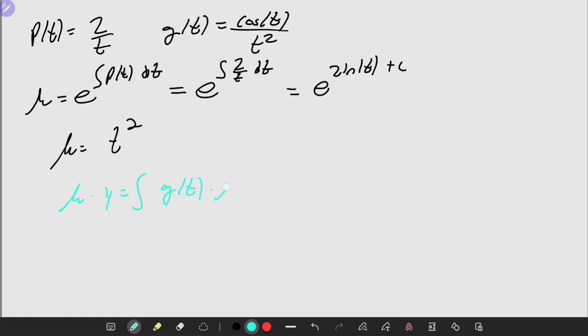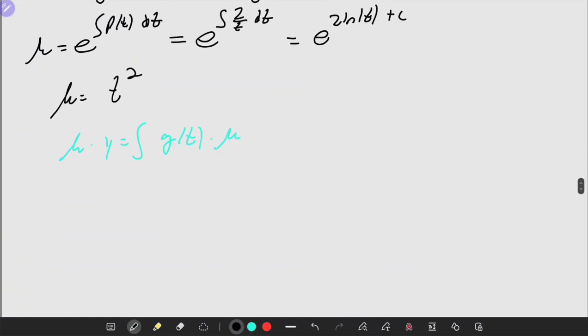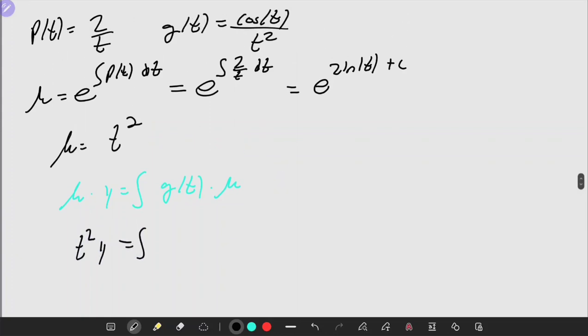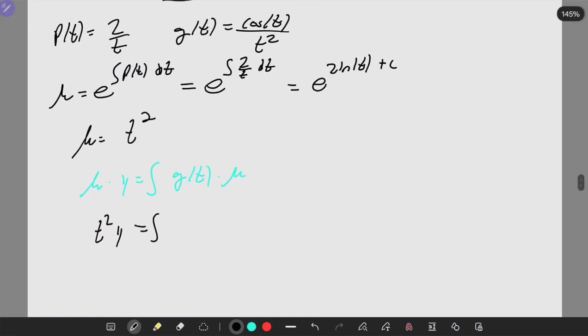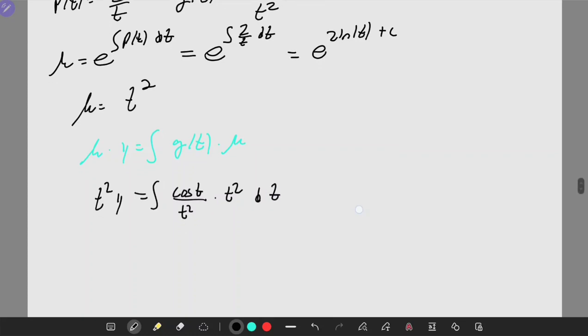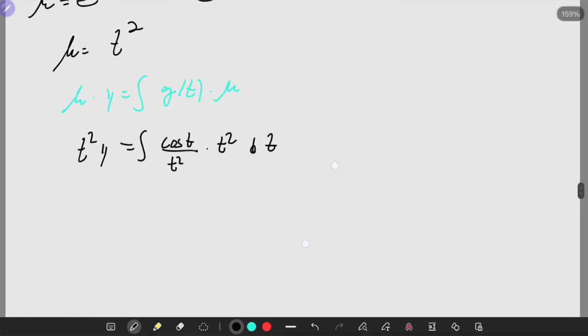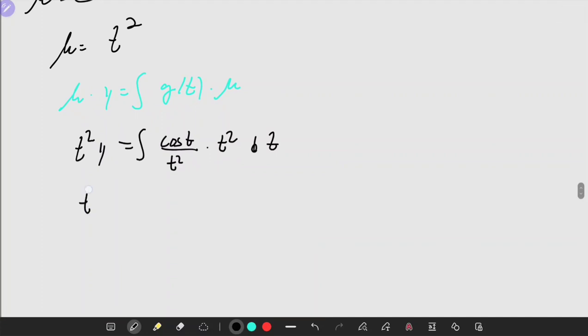So now that we have mu, remember we have mu times y is equal to the integral of g of t times mu. You plug mu in, t squared y is equal to the integral. Our g of t this time is a little more complex. We have cosine of t over t squared times t squared. Oh, the t squares will cancel. Perfect. Makes our life a lot easier. So now t squared y is equal to, cancel these out, the integral of cosine of t.